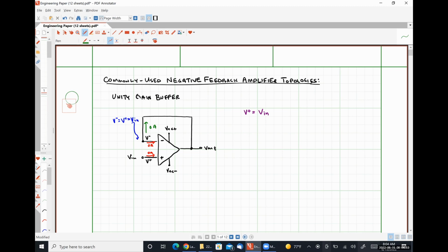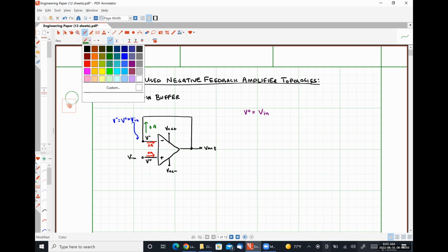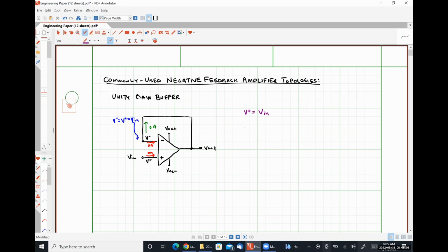Well, since we have a short circuit between our inverting input node and the output node, it stands to reason, quite trivially, that V out is exactly equal to V minus, which is simply Vn. So this is our input-output relationship for our unity gain buffer. The output voltage is exactly equal to the input voltage.